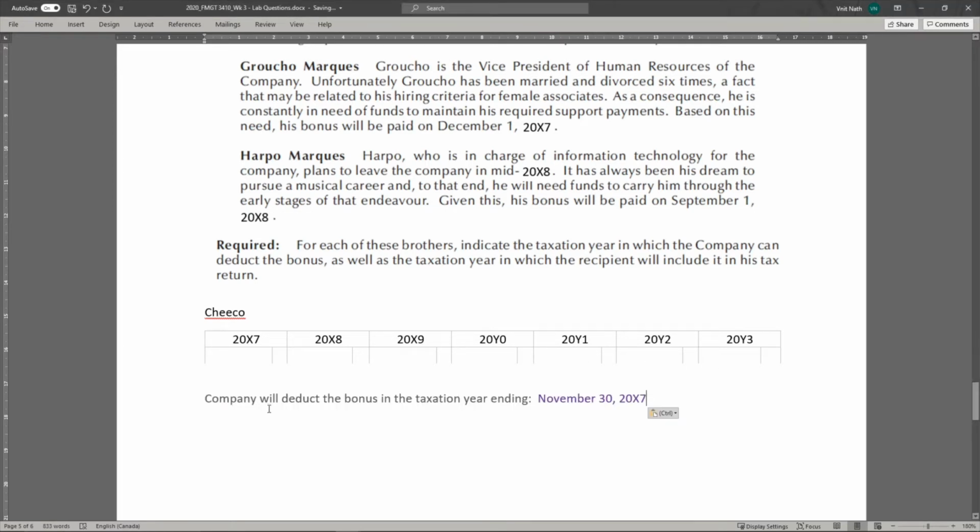That means the company will deduct the bonus in the taxation year ending November 30th, 20X7. So when it was declared in that year over there, if you can see the mouse. And the taxpayer will include the bonus in the taxation year ending December 31st, 20X7. In other words, the taxpayer has to include the bonus in the year it's declared, even though it's not going to get paid out until 20Y3. This is obviously quite disadvantageous for the taxpayer.